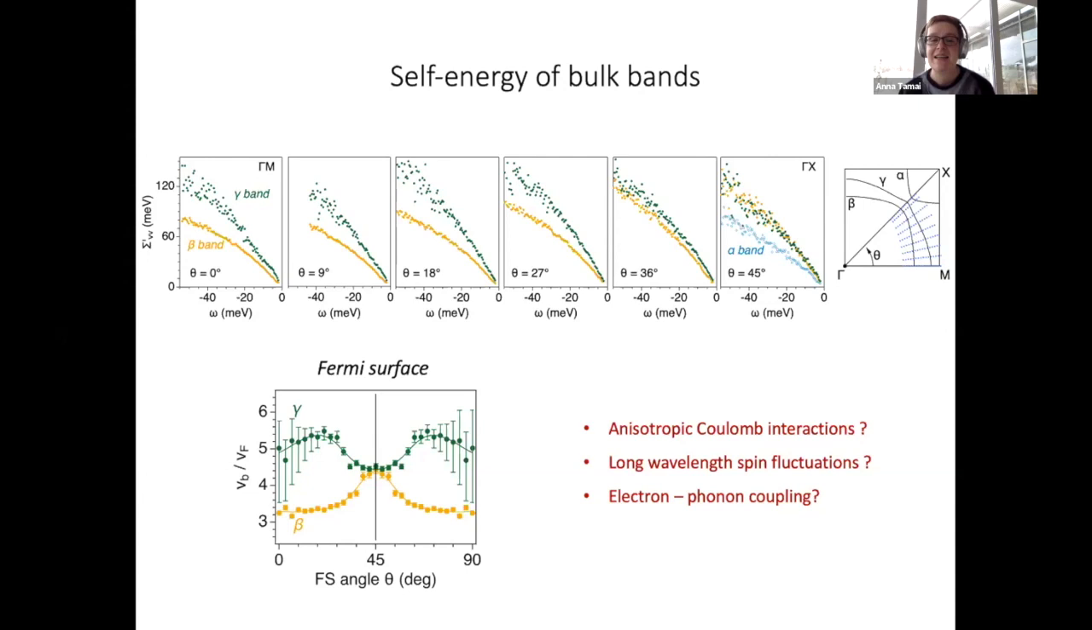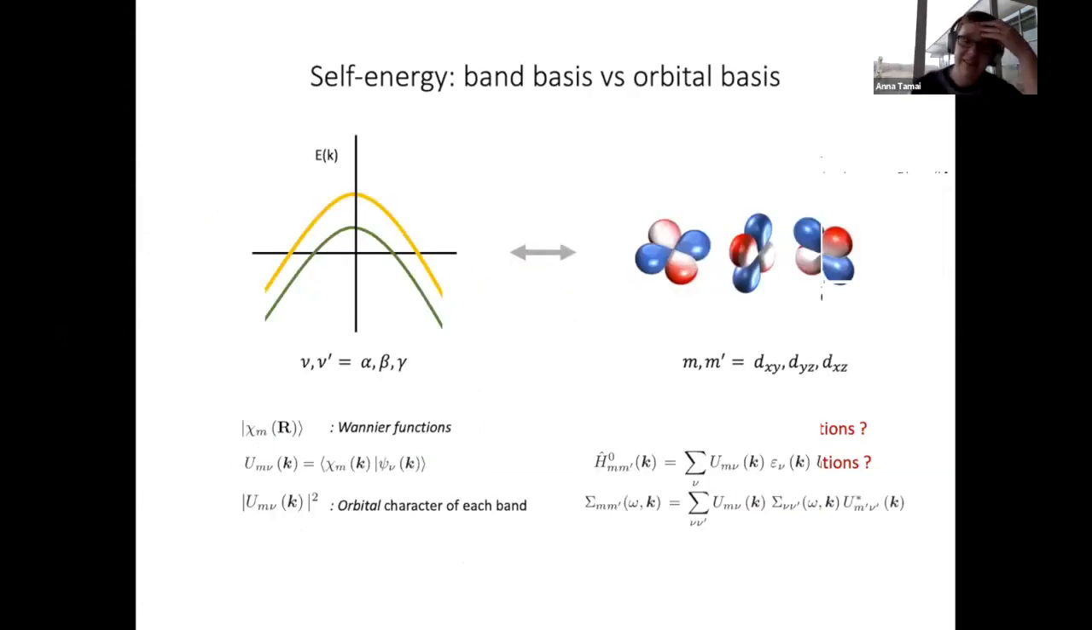if you look at the problem, instead of in the band basis, in the orbital basis. So I show you the principle of what we did in these slides. In these slides, it's not exactly how we did it. You can look at the details in the paper, but you start from the alpha, beta, and gamma, and the xy, yz, and xz orbitals. These are complete bases, and you can go from one to the other with a unitary transformation if you know what is the orbital character of each band at a given k value.